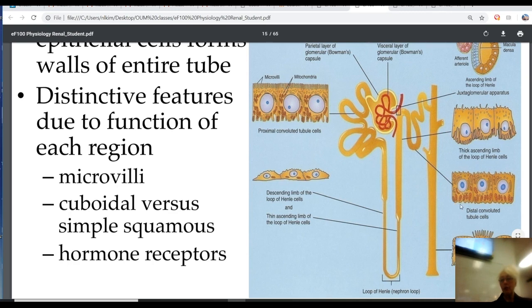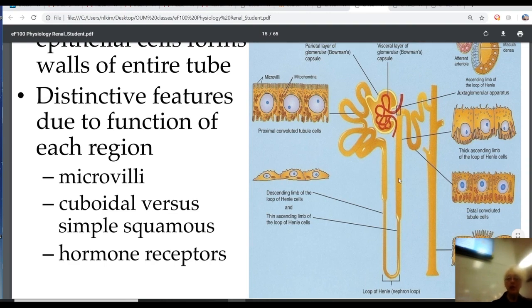This is your cuboidal cells. You can see these cells, they look a little bit more meaty, a little bit more thick. This is in the ascending loop of Henle. These are the cells in the distal convoluted tubule. And these are your collecting cells, which consist of these intercalated and principal cells. Here's your descending limb. This looks like simple squamous epithelial.